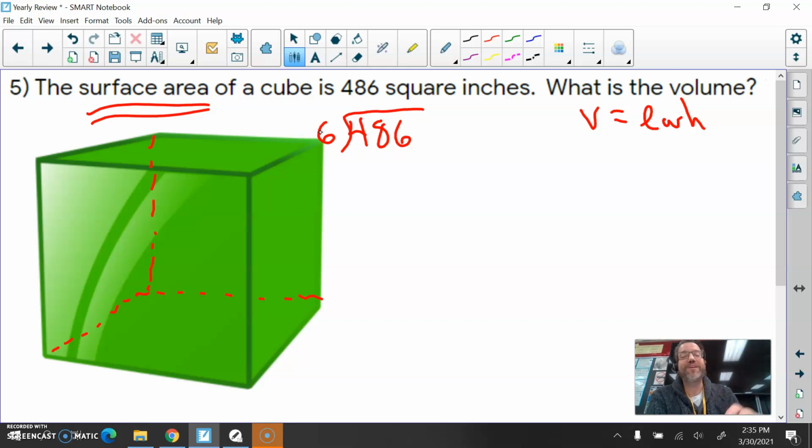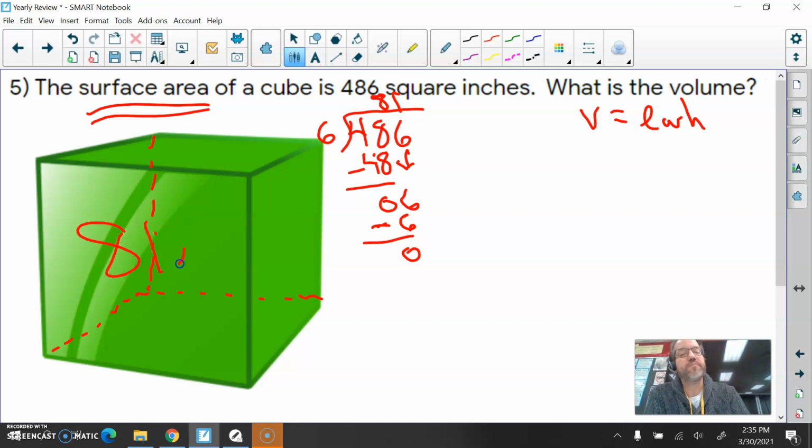I think it will. So 6 times 8 is 48. Subtract that from 48, we get a remainder of 0. And then bring down the 6. 6 goes into 6 once. 1 times 6 is 6. I get a remainder of 0 when I subtract. So 81 square inches is the area of just one of the faces of this cube.